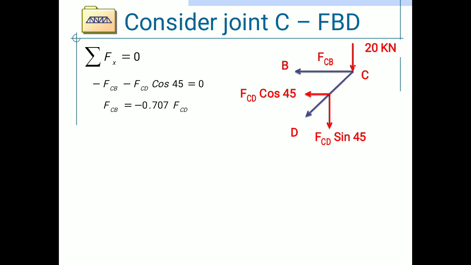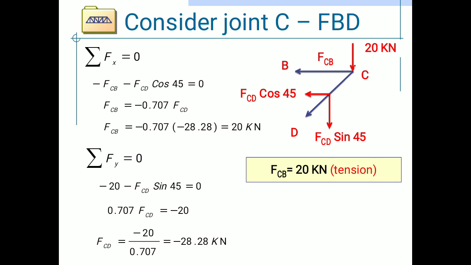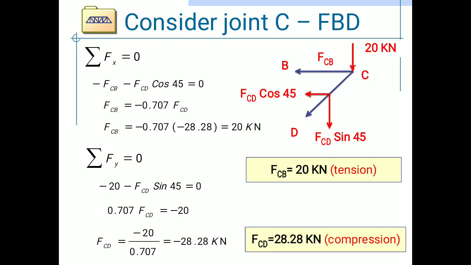So, applying the second condition of equilibrium, summation Fy is equal to 0. There are two vertical forces, 20 kN and FCD sin 45, which are applied in downward direction, so both are taken as negative. Minus 20 minus FCD sin 45 is equal to 0. By solving this equation, we get FCD equal to minus 28.28 kN. Putting the value of FCD in the above equation, we get the value of FCB, which is 20 kN positive. Therefore, the final forces are: member FCB is 20 kN tension and FCD is 28.28 kN compression.